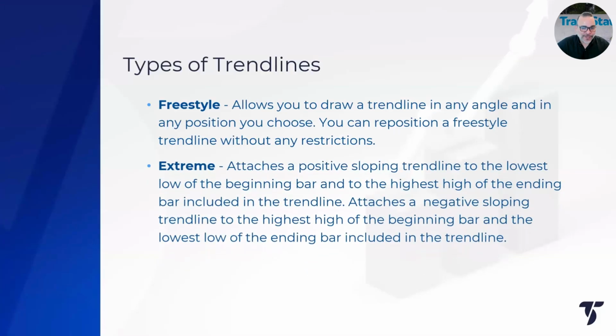The next one is extreme. The extreme trend line attaches a positive sloping trend line to the lowest low of the beginning bar and to the highest high of the ending bar. And in a negative sloping trend line, it'll attach to the highest high of the beginning bar to the lowest low of the ending bar. This is an extreme trend line. So from high to low and from low to high, depending on the slope of that trend line. Of course, the trend line slope will be automatically calculated.